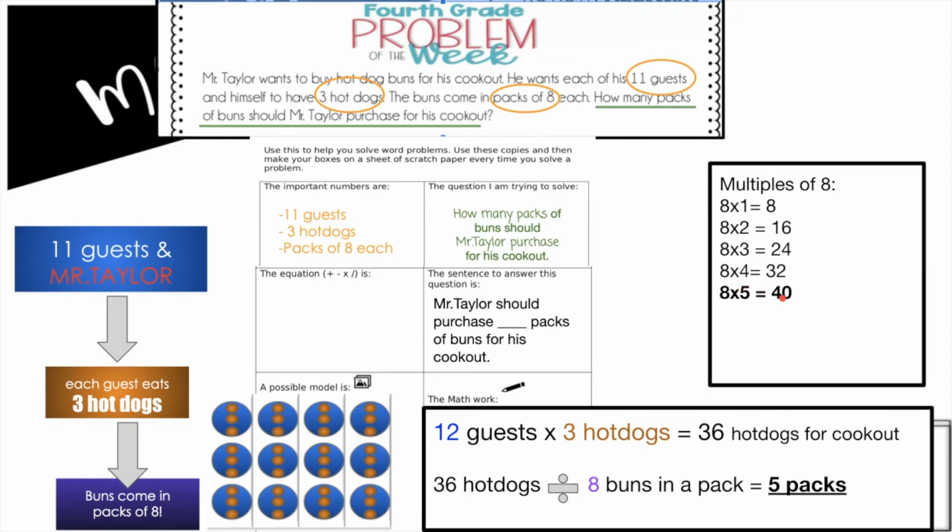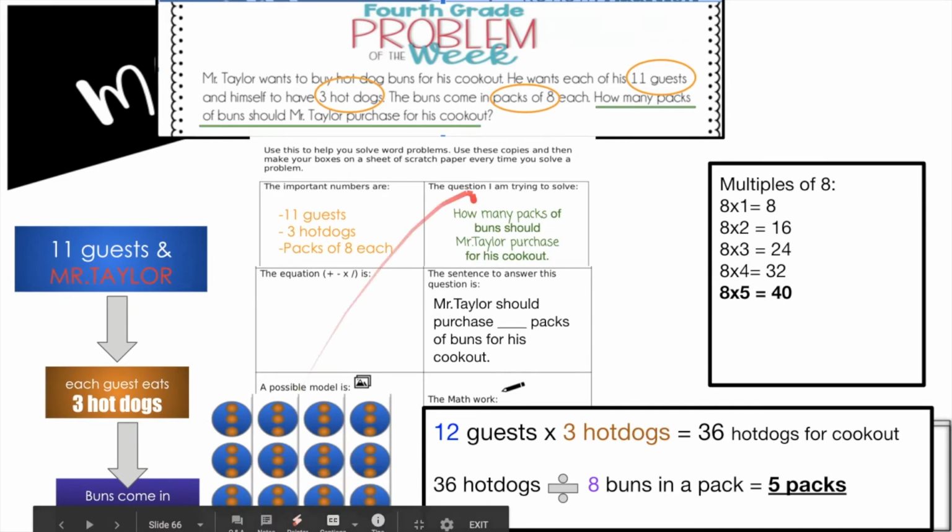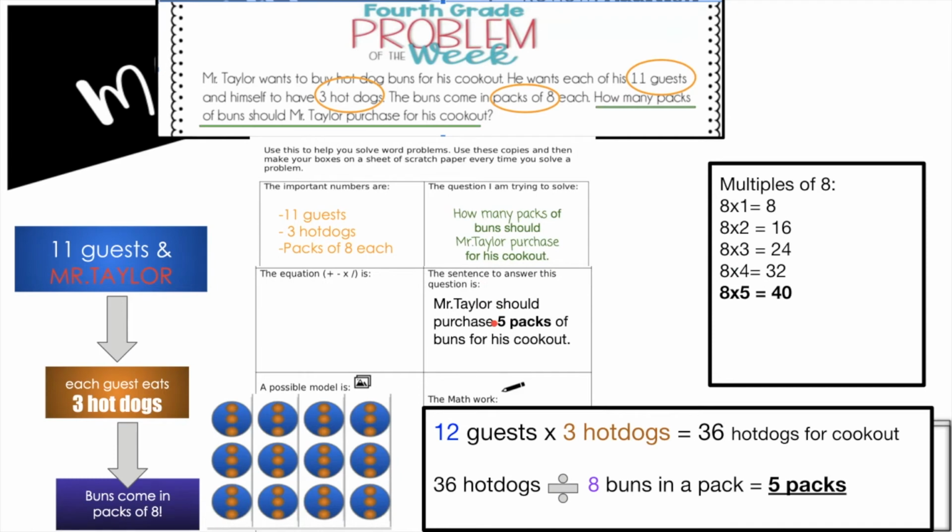Will I have 4 extra buns? Yes, but all 12 of my guests will be able to get 3 hot dogs that have buns. So when you come back here, you're going to have to say Mr. Taylor should purchase 5 packs of buns for his cookout, because all 36 will be able to be taken care of. 8 times 5, 8 buns times 5 packs, 5 packs of it is 40. 40 buns will take care of the job, not 32 with 4 packs.